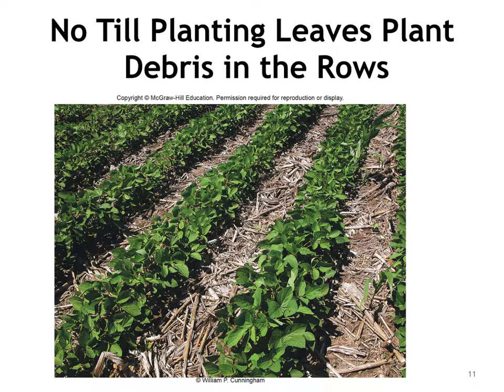No-till planting involves drilling seeds through debris from last year's crop. Here, soybeans grow through corn mulch. Debris keeps weeds down, reduces wind and water erosion, and keeps moisture in the soil.